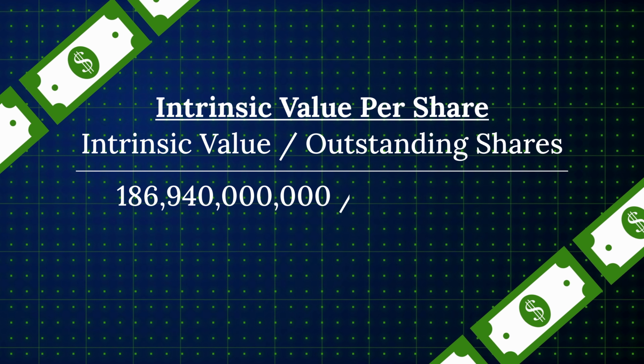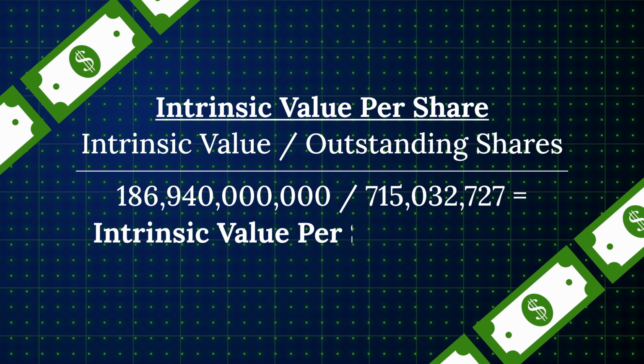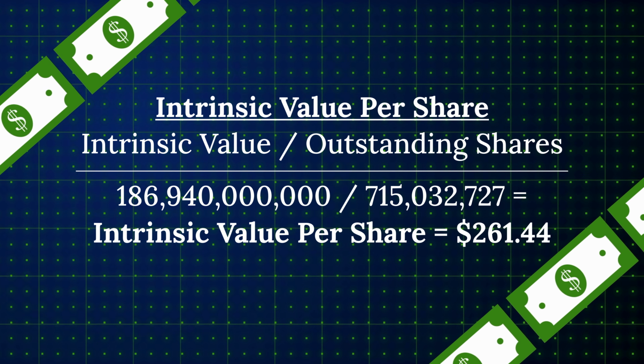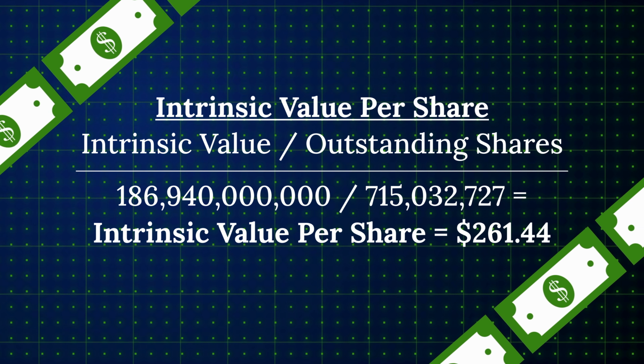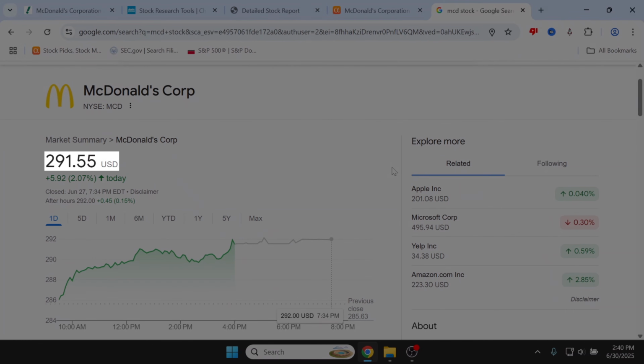Now we simply divide the company's intrinsic value of 186.94 billion by this number of outstanding shares to arrive at an intrinsic value per share of $261.44. Now, as of the making of this video, McDonald's shares are currently trading at $291.55.